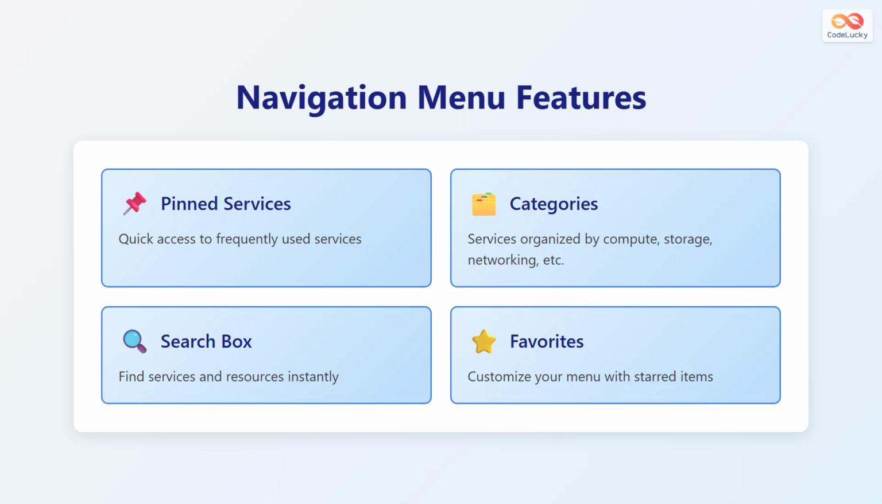The navigation menu offers several useful features to help you work efficiently. You can pin your frequently used services to the top of the menu for quick access. Services are organized into logical categories such as compute, storage, networking, and more, making it easy to find what you need. There's a built-in search box that allows you to find services and resources instantly without scrolling through long lists. You can also mark items as favorites by starring them, which further customizes your menu to match your workflow.